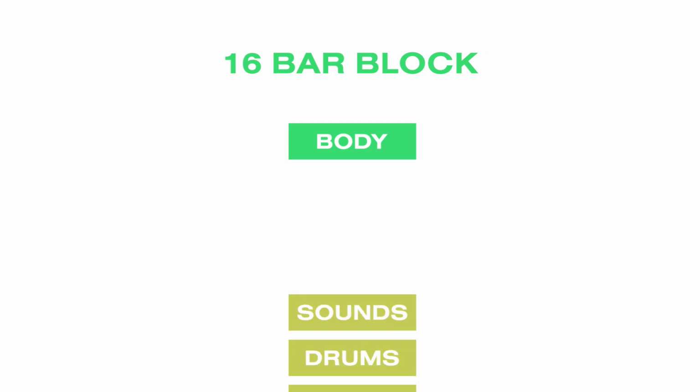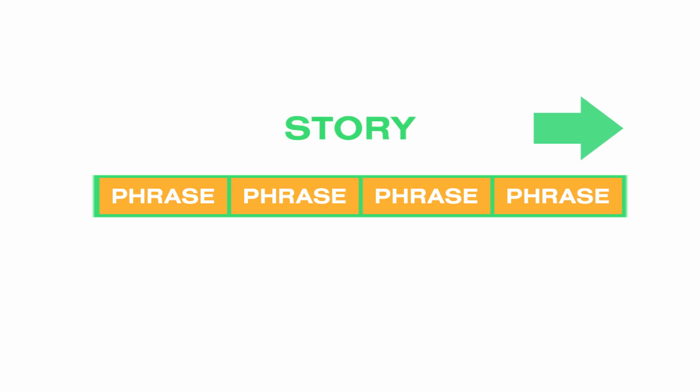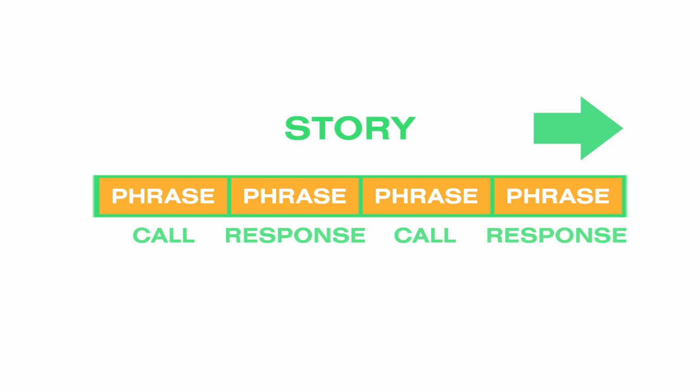Now within the block, you could yet again have smaller segments called phrases. The phrases can be arranged to create a smaller story within the track. A good 16-bar block should tell a story. There should be a feeling that a musical idea has completed when it reaches the end. One technique we can use to create this story is called the call and response. So now that we got the concepts down, let's get right into the project.